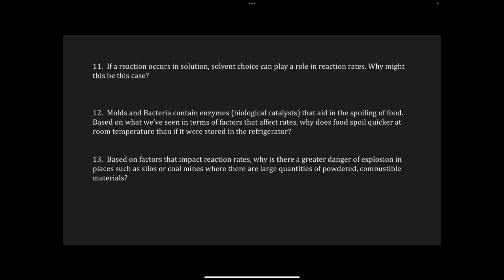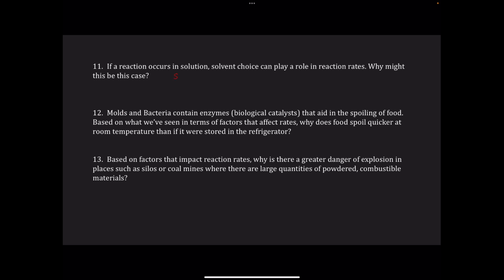Now we're going to spend a lot of time this semester talking about reactions in solution. And when we have a reaction in solution, solvent choice can play a role in reaction rates. So we're asked, why might this be the case? So we've got to think about our solutions. Remember, to form our solutions, we had to break solute attractions, we had to break solvent attractions, so the particles can get in and amongst one another and become uniform. Well, the strength of those attractions is going to govern how well they dissolve. But remember, if we mix our solutions, we're going to have to break attractions again.